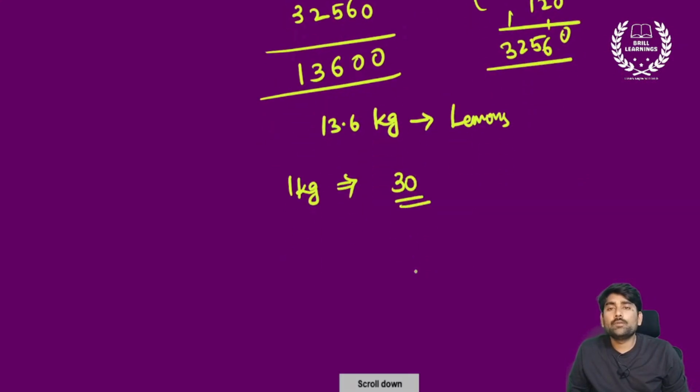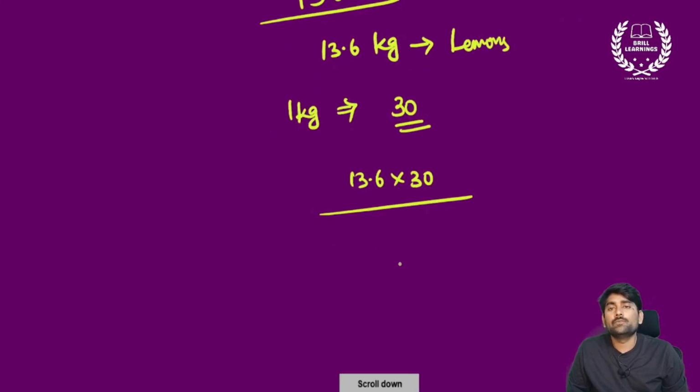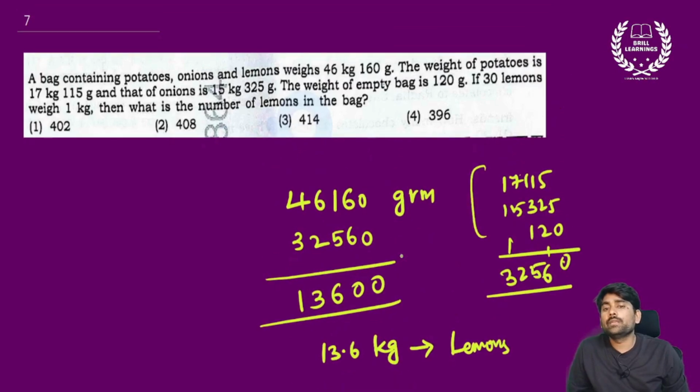That means total lemons 13.6 kgs into 30. So multiply these values, we will get the answer number of lemons. 3 6s are 18, 3 3s are 9, 10, 3 1s are 3. So total we have 408 lemons here. Okay, let's move on to the next question.